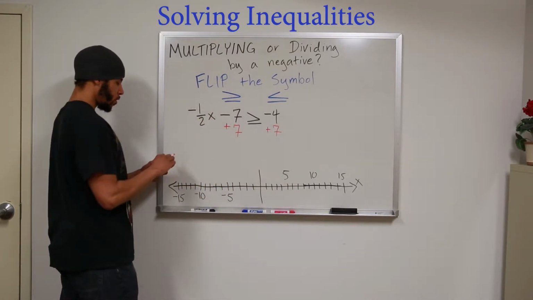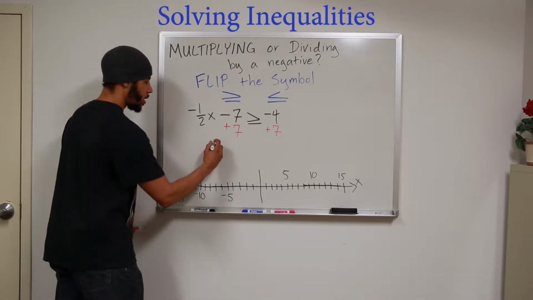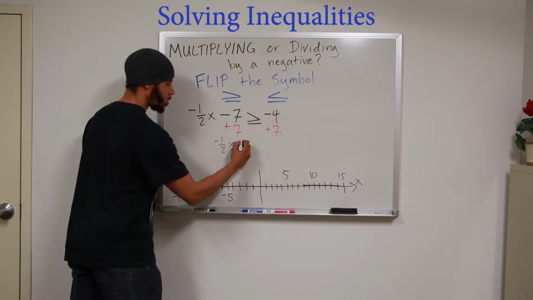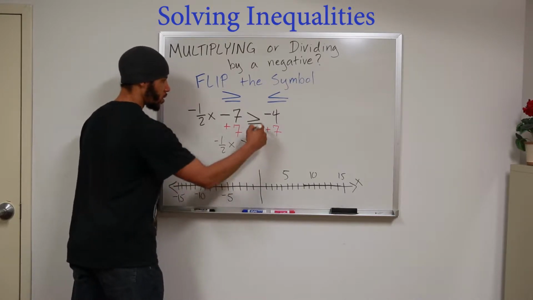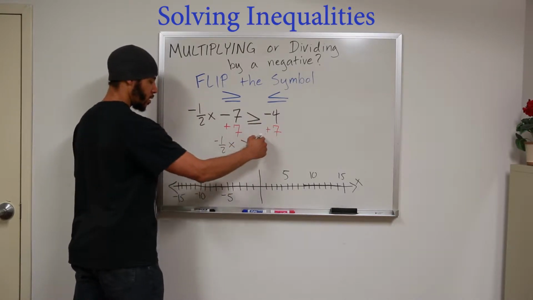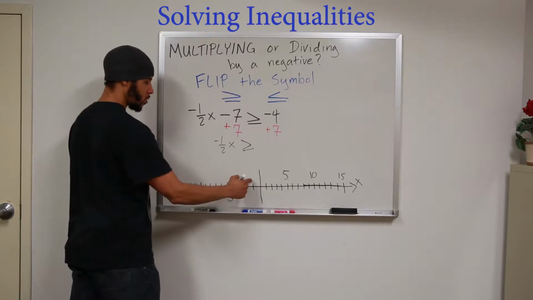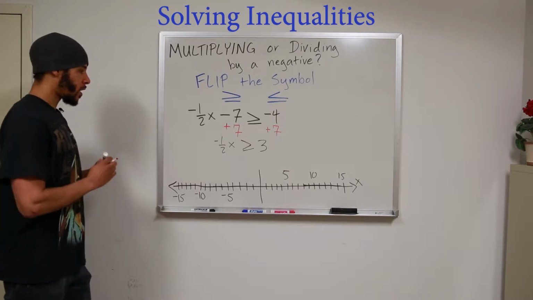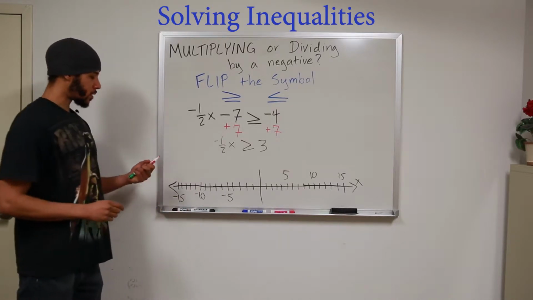So we now have a 0 here, which means we can write negative 1/2 x plus 0 is greater than or equal to negative 4 plus 7. Negative 4, 1, 2, 3, 4, 5, 6, 7 is a positive 3. Now we have negative 1/2 x is greater than or equal to positive 3.